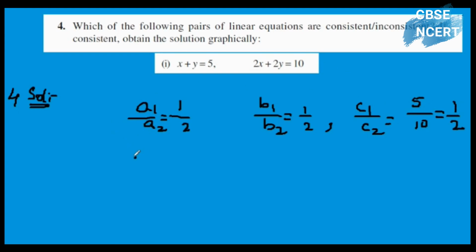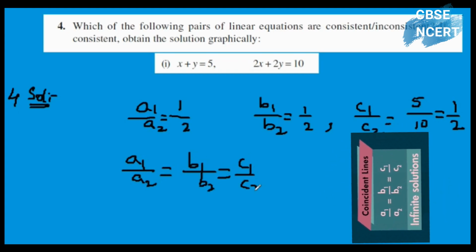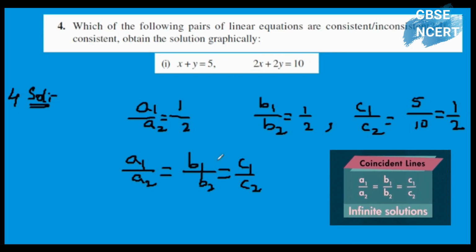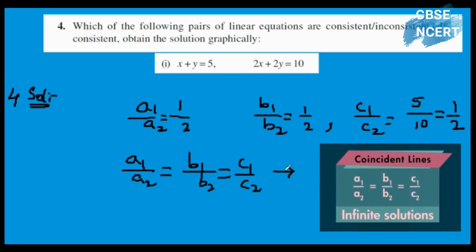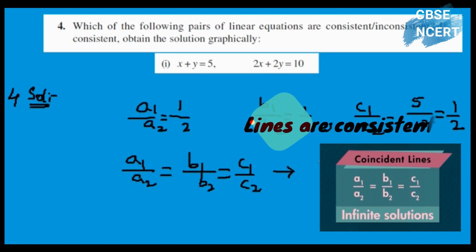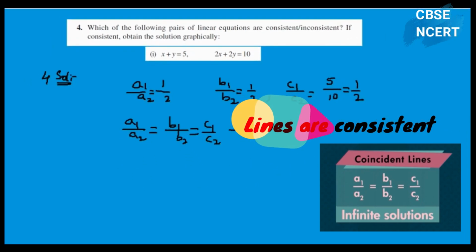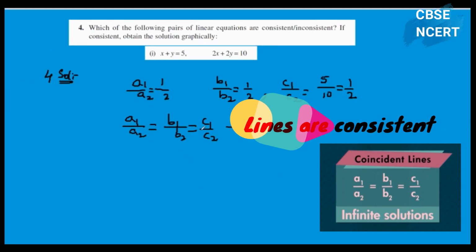So here we have noticed that a1 by a2, b1 by b2 and c1 by c2 all are equal to 1 by 2. So this is the condition for coincident lines, and coincident lines have many solutions, therefore the equations are consistent.